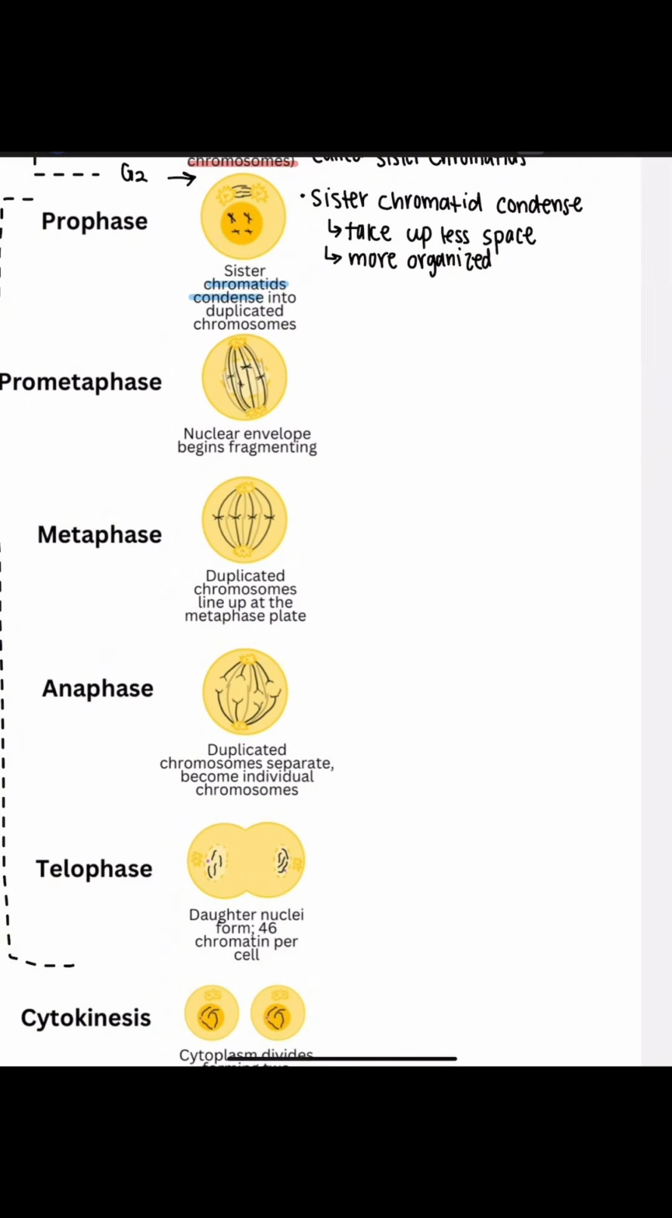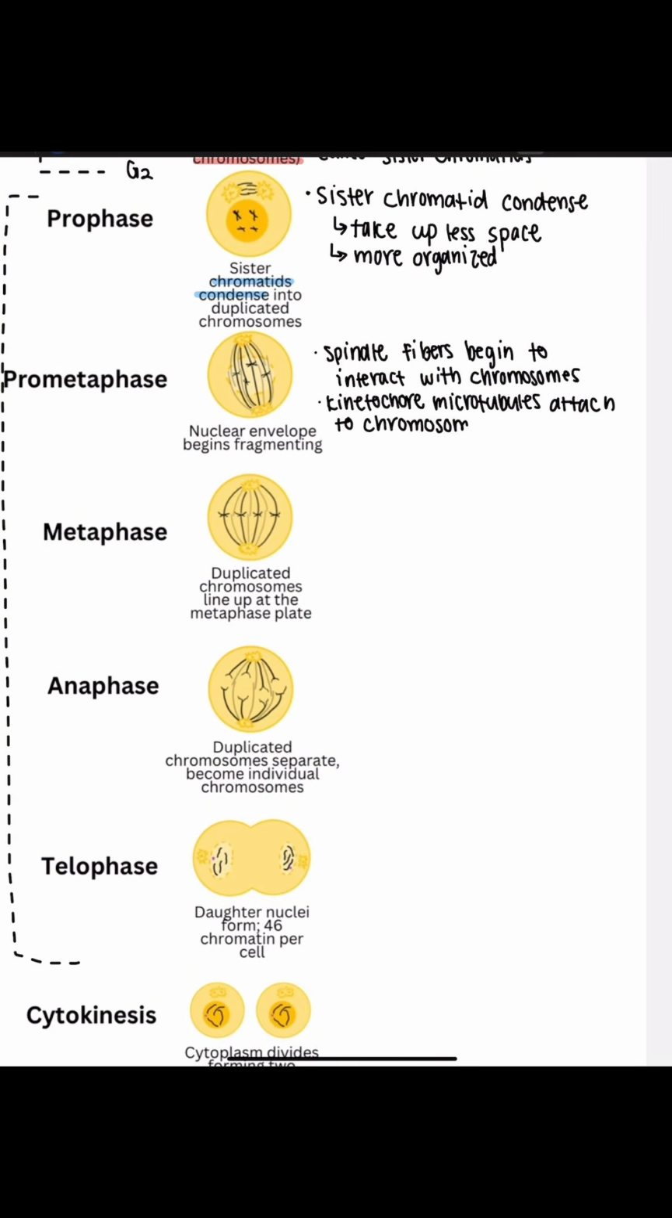Then comes prometaphase. Not every textbook shows this as its own stage, so if yours doesn't, you can group it in with metaphase. During prometaphase, the nuclear envelope begins to break down and our spindle fibers are going to begin to interact with chromosomes. Specifically, kinetochore microtubules are going to attach to kinetochores on each duplicated chromosome. And these microtubules are going to be responsible for moving those chromosomes around.